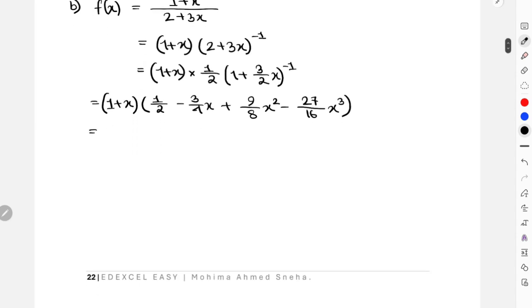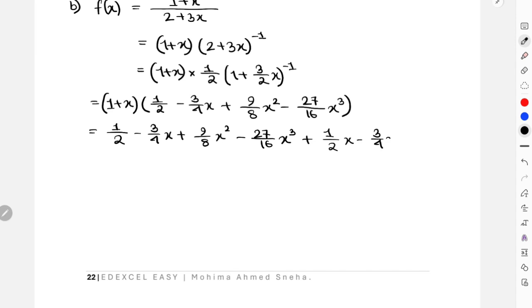Now I can calculate. For multiplying with 1, everything will be the same. So 3 over 4 x, 9 over 8 x square, and 27 over 16 x power 3. And for multiplying every number with x, we'll get half x, 3 over 4 x square, and 9 over 8 x power 3. We'll not multiply that x with 27 over 16 x power 3 because then it will make x power 4, which is not needed for my calculation.